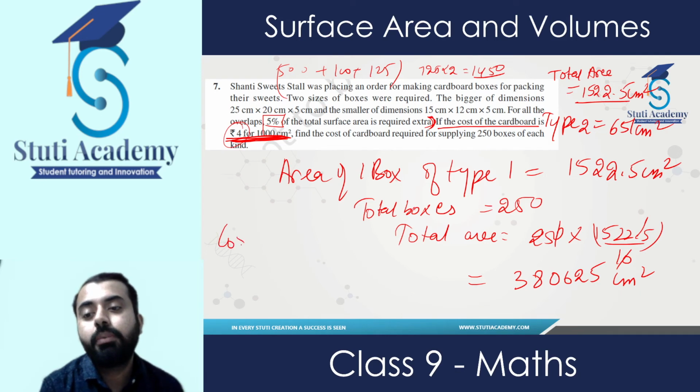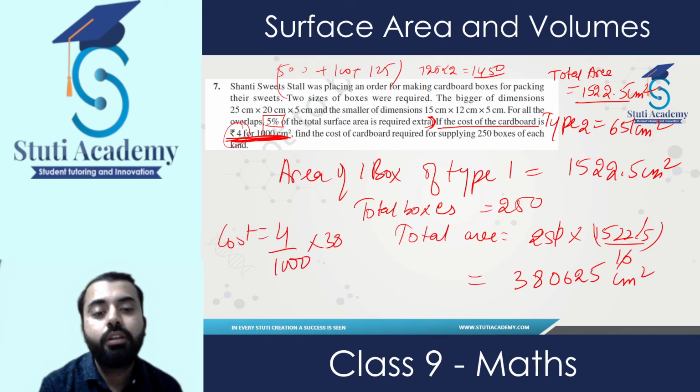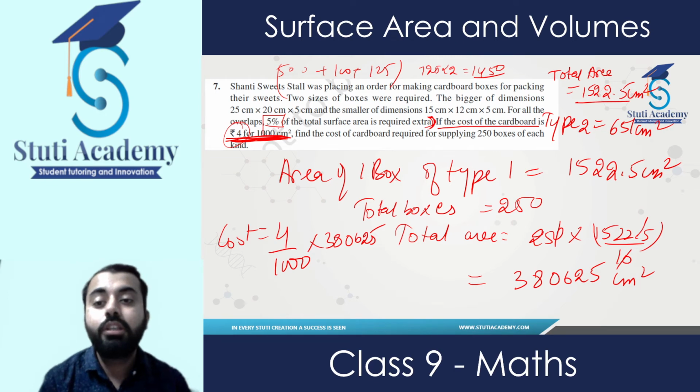Now its cost will be what? 4 over 1000 multiplied by 38062.5, right?